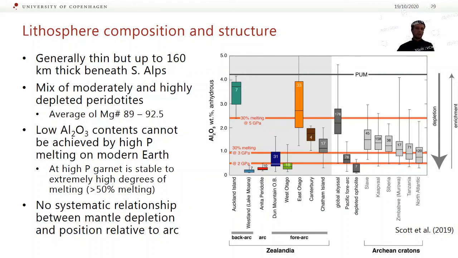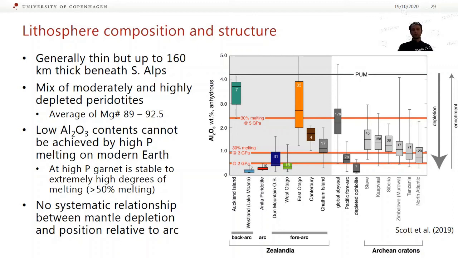And the green stars are alkali basalt xenoliths mainly. Okay. In terms of composition and structure, it's generally quite thin lithosphere here. It does get up to about 160 kilometers thick beneath the Southern Alps, and these are the Southern Alps of New Zealand, not the ones in Italy. There's a mix of moderately depleted and highly depleted peridotites. So a couple of ways of looking at this. The average olivine Mg number from these different samples ranges quite strongly from about 89, which is basically the same as fertile mantle, as convecting asthenosphere, and it goes all the way up to 92.5, which is extremely depleted.